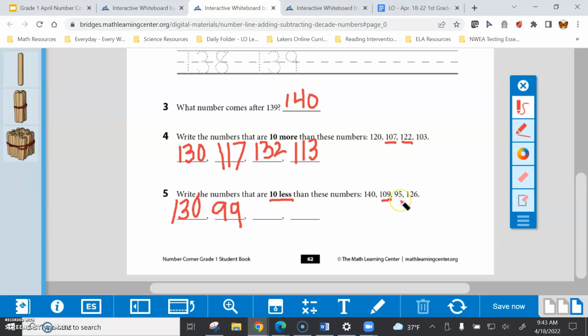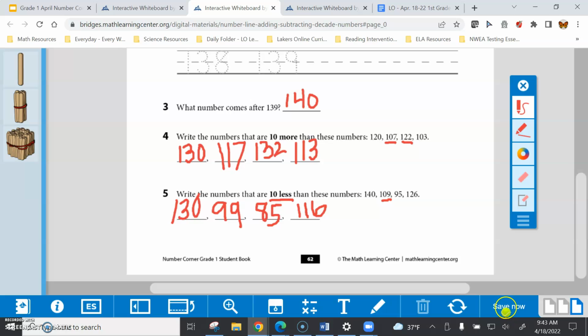95 with 10 less is 85. And then 126 with 10 less is 116.